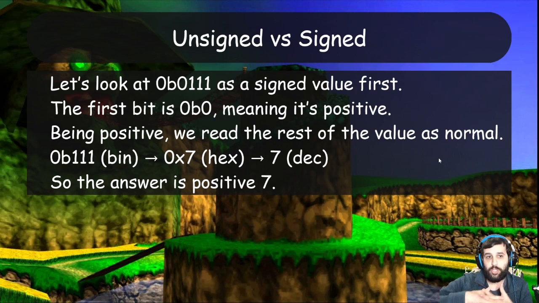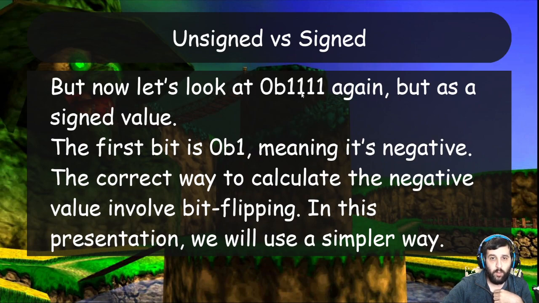So this is just explaining that if we have the number 0111, we separate out the first bit from the rest of it. That first bit is 0, so we would know that this is a positive number, and we would just read 111 as a positive number. So we would have 4 plus 2 plus 1, which is 7. Bam.